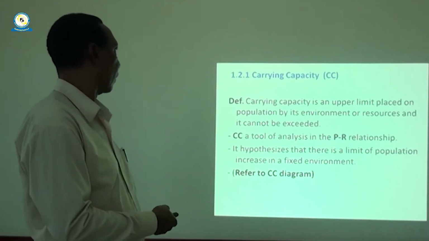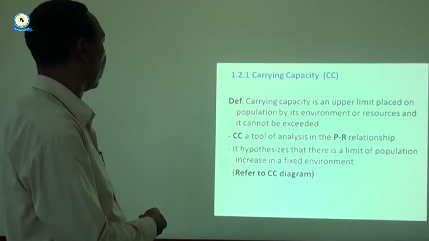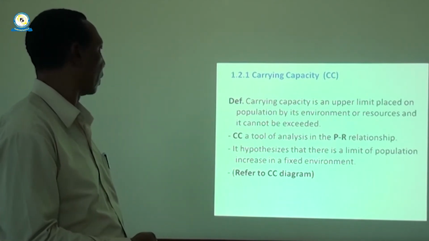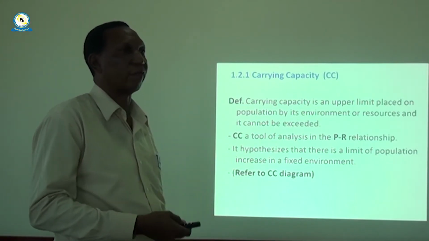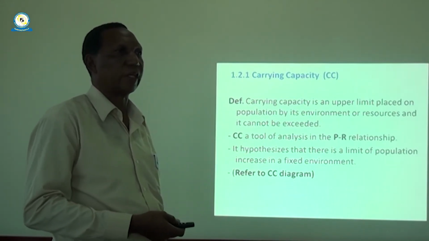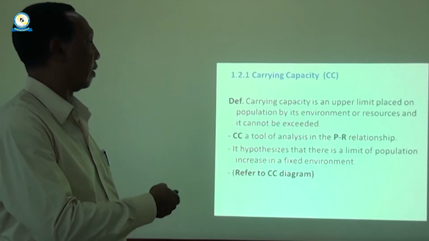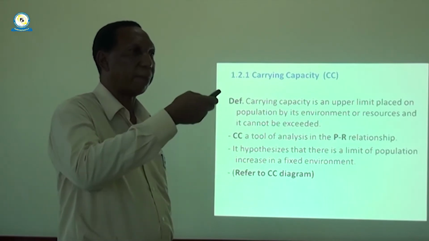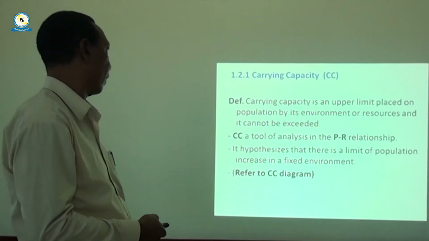Now, carrying capacity is defined here as the upper limit placed on the population by its environment or resources, and it cannot be exceeded. That is, when the population in the environment is left to increase, it continues to increase up to a point whereby the resources are exhausted. In that case, we say that the carrying capacity of that particular area has been reached. That is the upper limit. So the problem starts when you want to exceed beyond the carrying capacity.